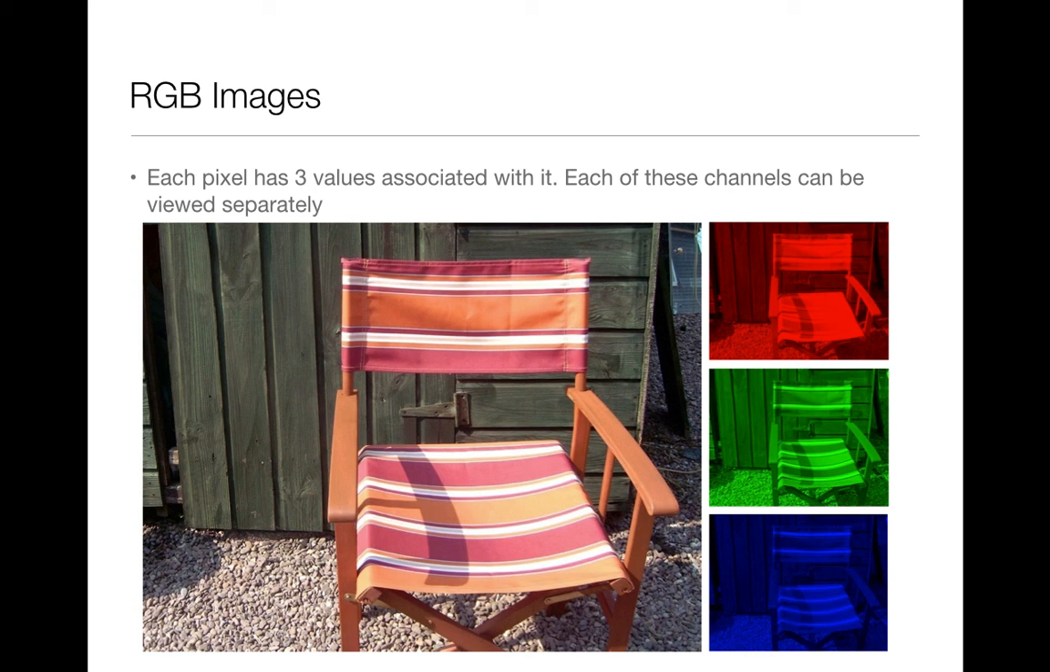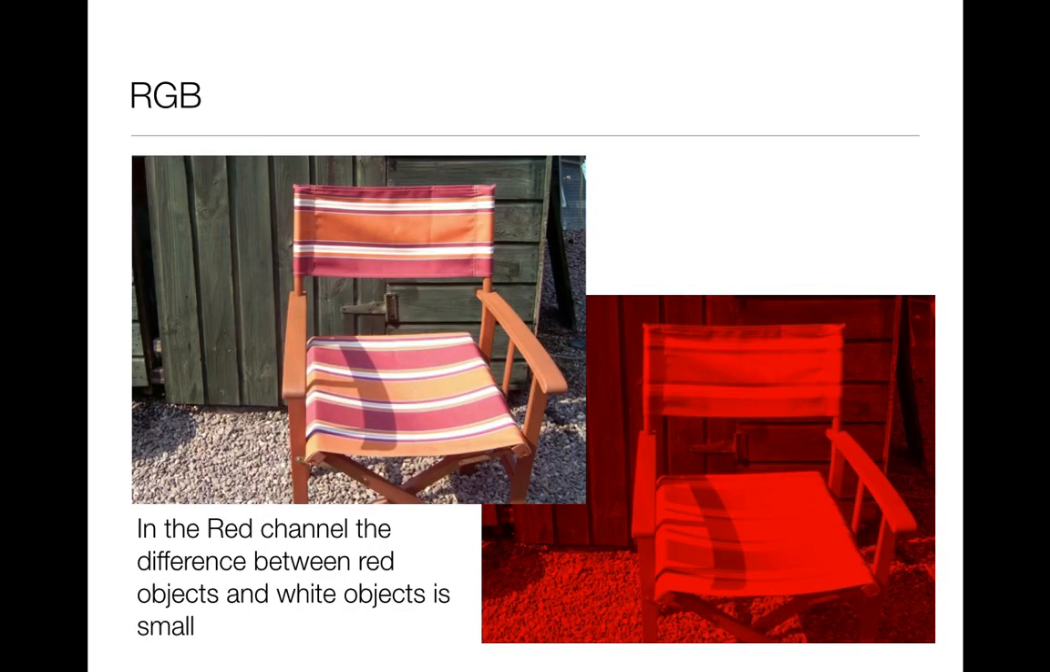The red value for a red color is quite high. If the color is red, the red value is high. If the color is white, the red value is also high. We saw that white has a high red value, high green value, and a high blue value. So in the red channel, the difference between red and white is actually quite hard to make out.